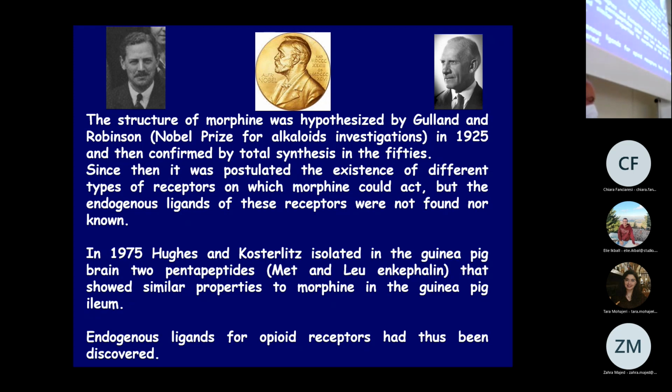In that time, the scientists postulated the existence of different opioid receptors. Why? Because morphine has different effects. Painkiller, yes, but addiction, block of the respiratory center. So they thought that all these different actions are related to different receptors.